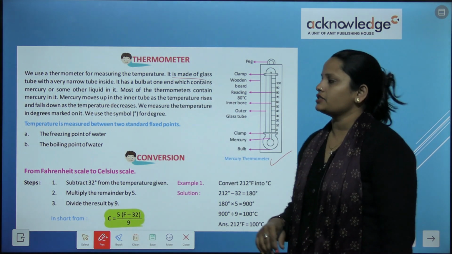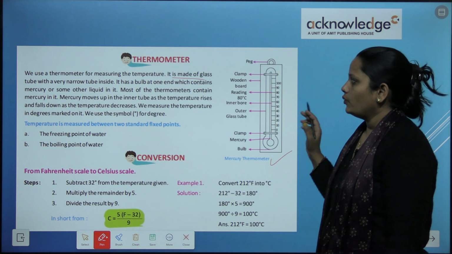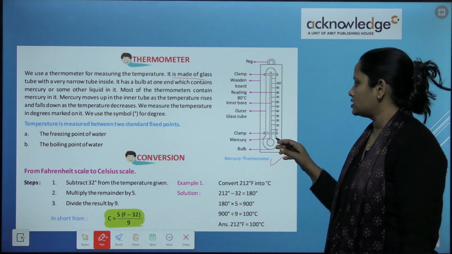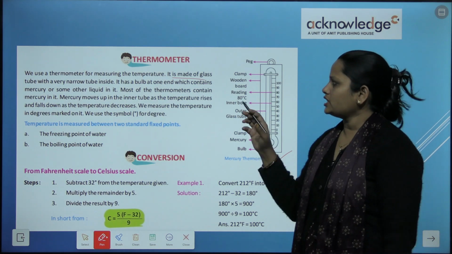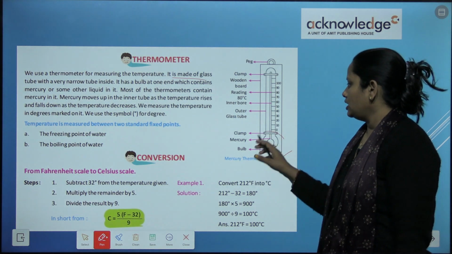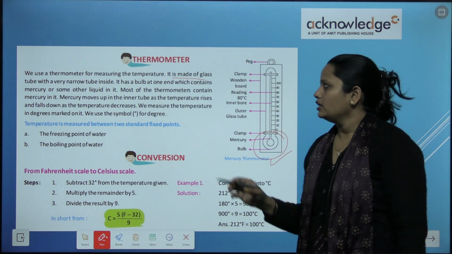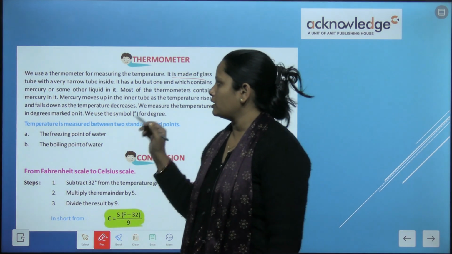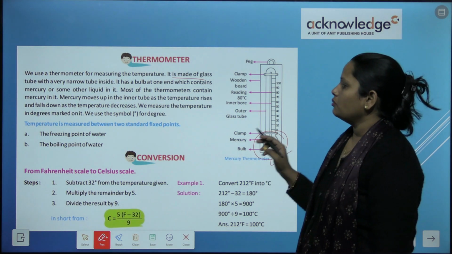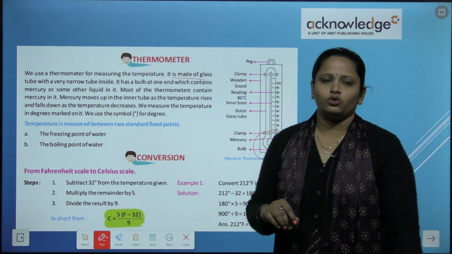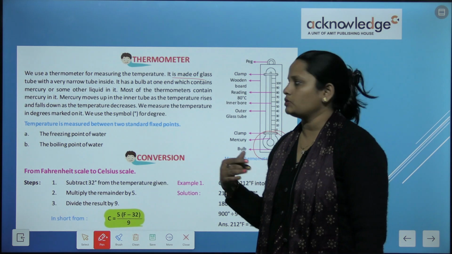It is made of glass tube. ये glass tube से बनता है, which is very narrow tube inside. जिसके अंदर एक बहुत ही पतला सा ये tube होता है अंदर. It has a bulb at one end. ये एक कोने पे एक bulb होता है, which contain mercury or some other liquid element. जिसमें mercury होता है या कोई और liquid होता है. And most of the thermometers contain mercury in it. ज्यादातर जो थर्मोमीटर है उसमें क्या होता है?